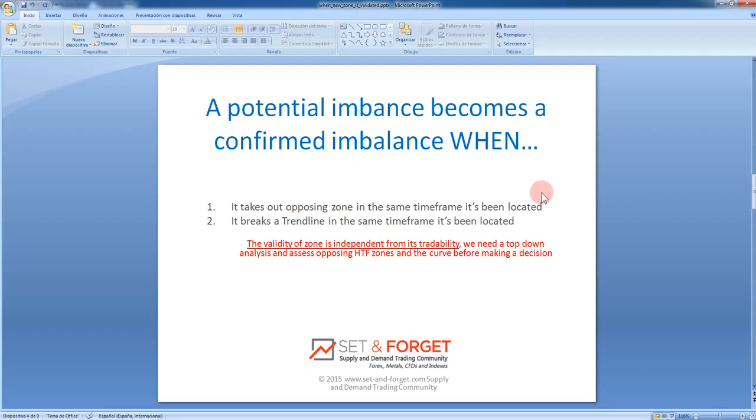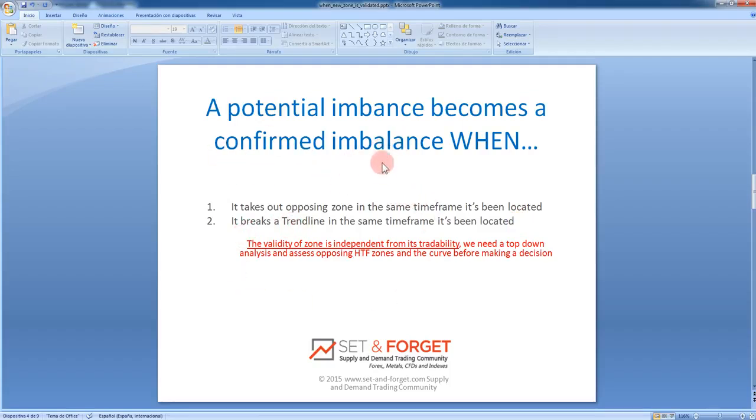They are individual entities. Secondly, a potential imbalance becomes confirmed if it breaks a trend line in the same time frame it has been located. And that is what we call a wow, but it is only valid if it is nested within a higher time frame flip zone, 20 MA confluence, trend line confluence, etc. You have to read the wow lesson. So that's the potential imbalance confirmation.